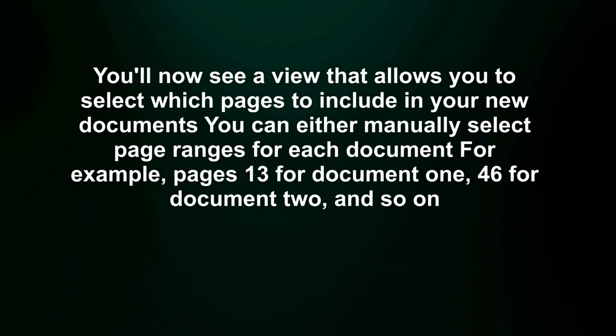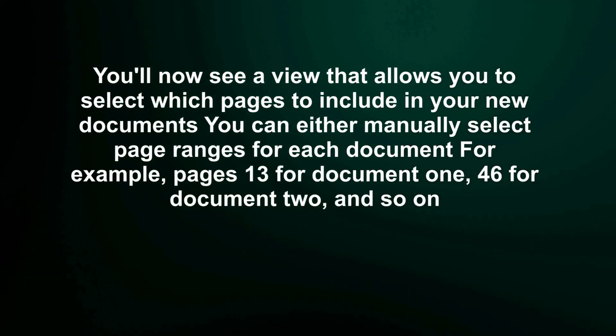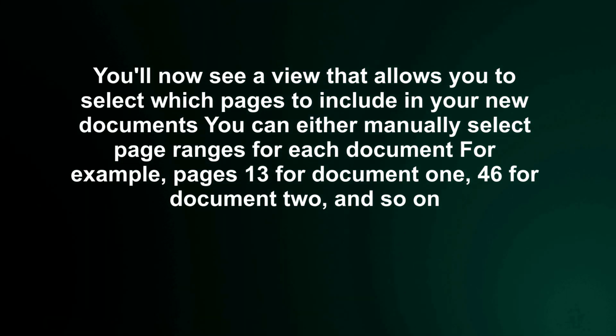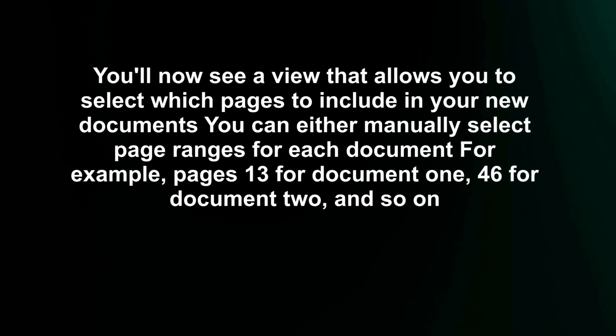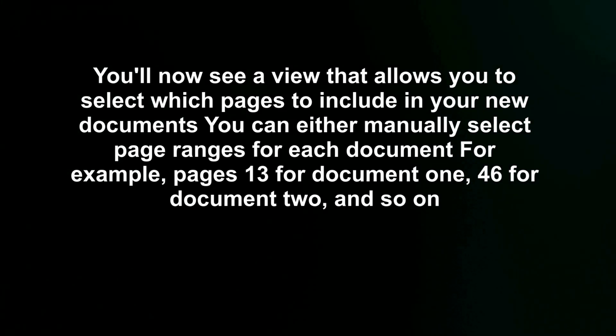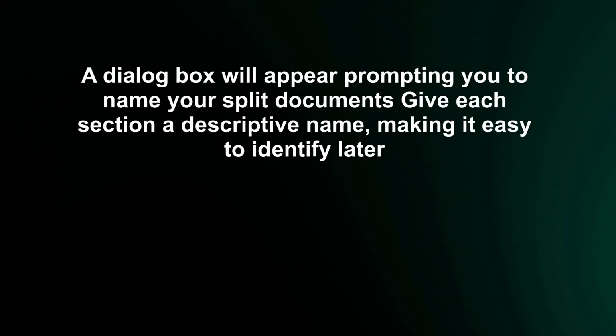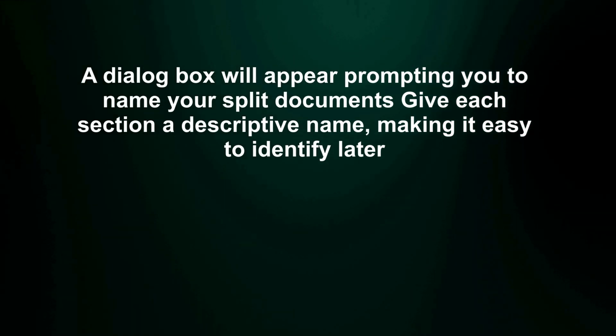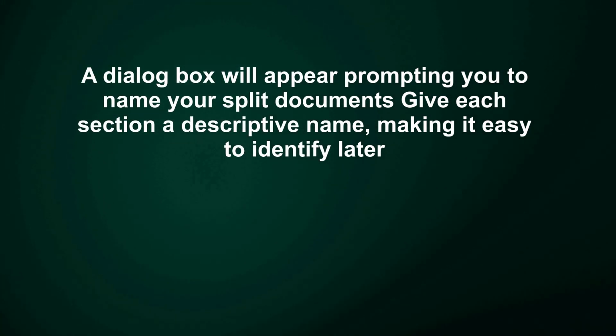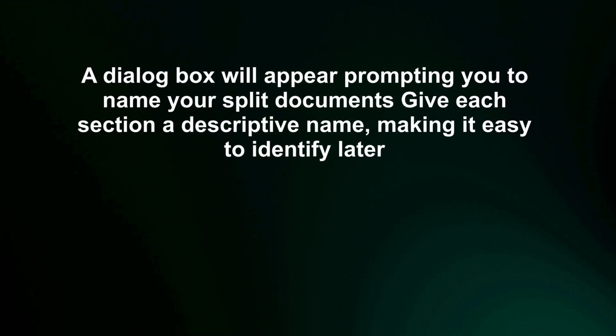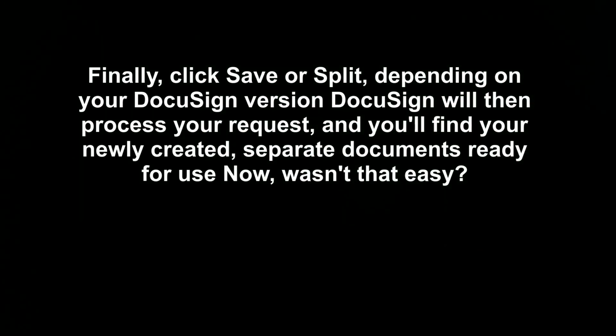You'll now see a view that allows you to select which pages to include in your new documents. You can manually select page ranges for each document, for example, pages 1-3 for document 1, 4-6 for document 2, and so on. A dialog box will appear prompting you to name your split documents. Give each section a descriptive name, making it easy to identify later. Finally, click Save or Split.